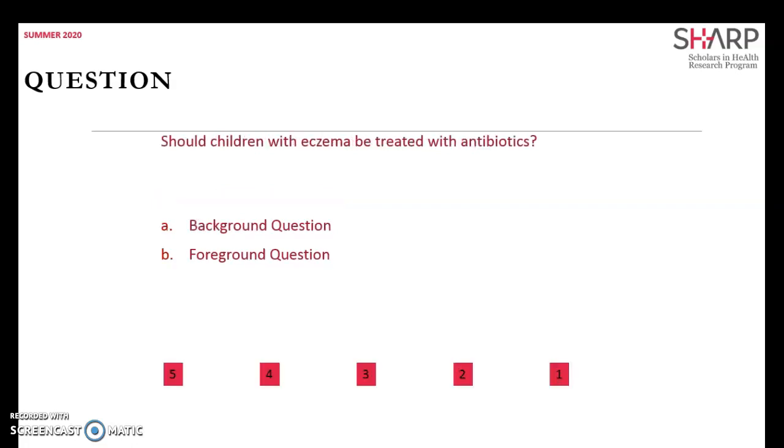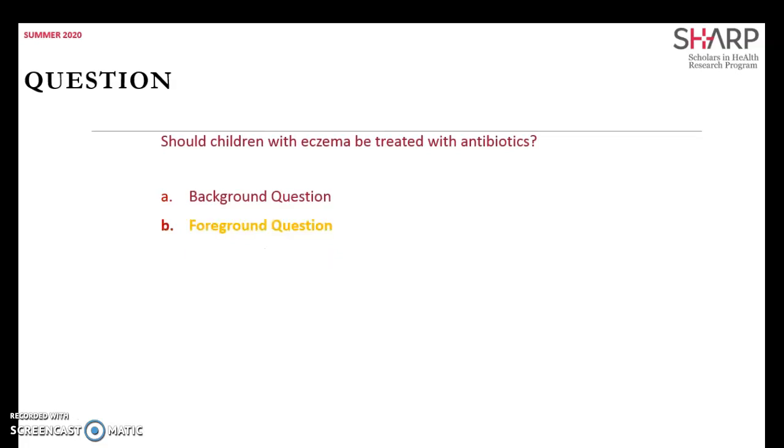Another question: should children with eczema be treated with antibiotics? Now that's an EBM question. We have a PICO that can be built here. Children with eczema, antibiotics, no antibiotics, and better outcomes. So I'm tackling more than one concept at a time. I'm building a more focused research question. I'm familiar with the treatments, with antibiotics, and I'm familiar with eczema, but I want to see if the treatment with antibiotics for children with eczema is of worth or not.